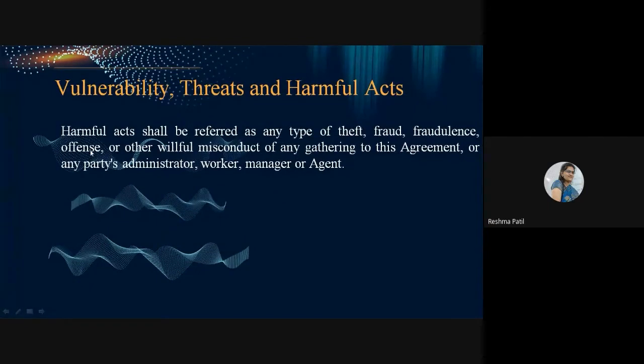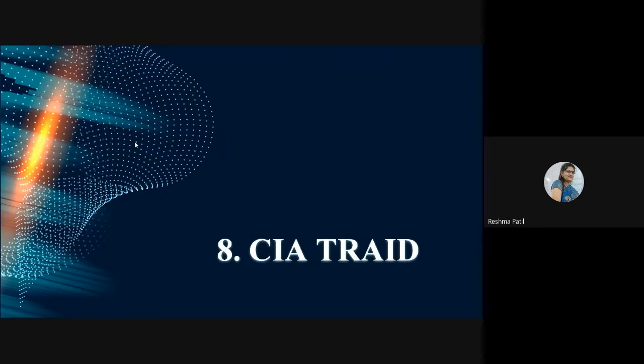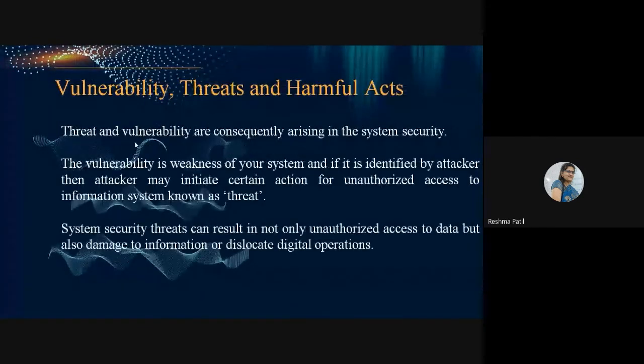Next part is harmful act. Harmful act shall be referred to as any type of theft, fraud, fraudulence, offense, or other willful misconduct of any gathering to this agreement, or any party's administrator, worker, manager, or agent. So harmful act, this is any type of theft, that is a harmful act. Fraud, fraudulence, offense, and other willful misconduct of any gathering. So this is called a harmful act that could be harmful to your system. So this is about vulnerabilities, threat, and harmful act.